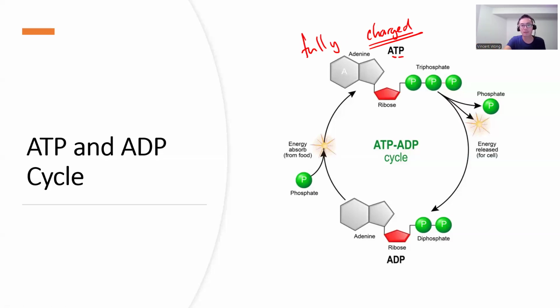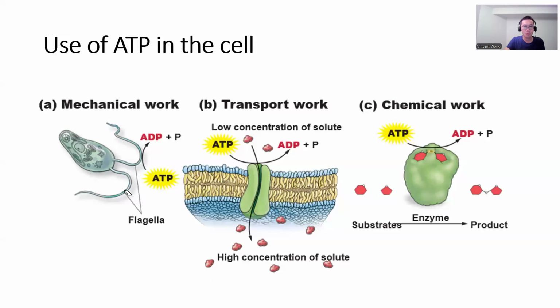Okay? What can you use it for? You can use it to move things, like move the flagellum. This is another protist that has 2 flagella, and you can move it. That's called mechanical work. Right? We can move our muscle. That requires energy. That requires ATP. We can use it to move things across the cell membrane, and we can use it for chemical reactions.